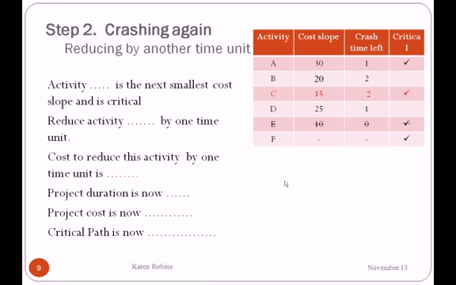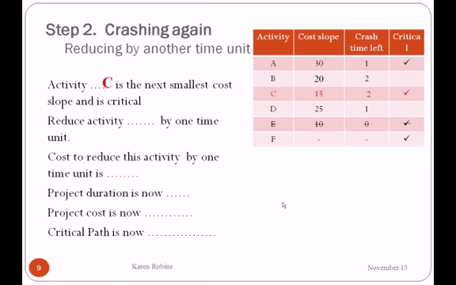Well, we look at the crash times that are left on the activities, and we look at the ones that are still critical. We have the critical activities of A, C, E and F still. So which one is cheapest? A is 30, C is 15, E is 10, F we can't do, E we can't do. So it's between A and C. C is the cheapest of the two, so we crash activity C next.